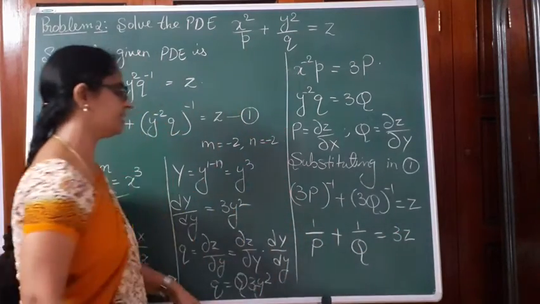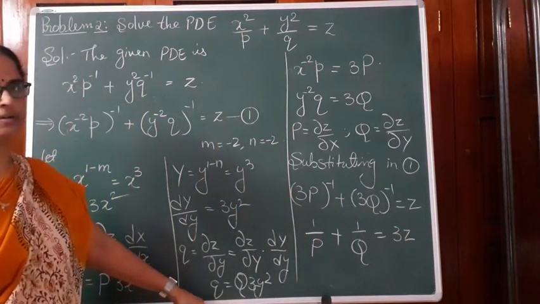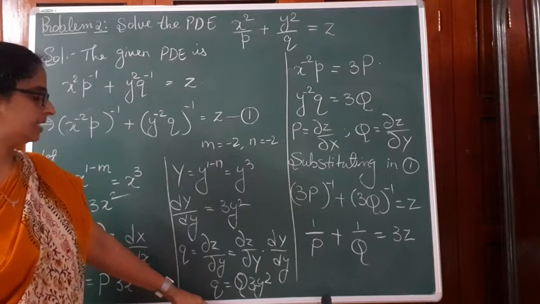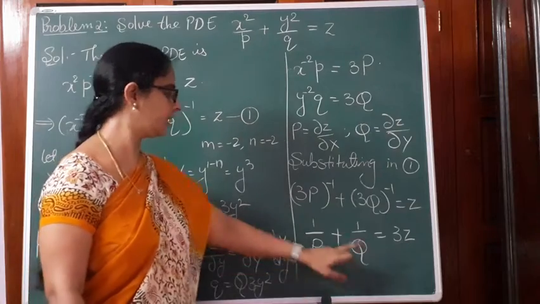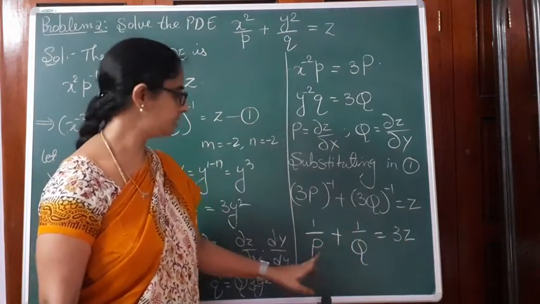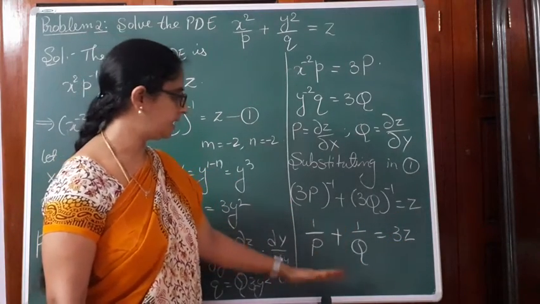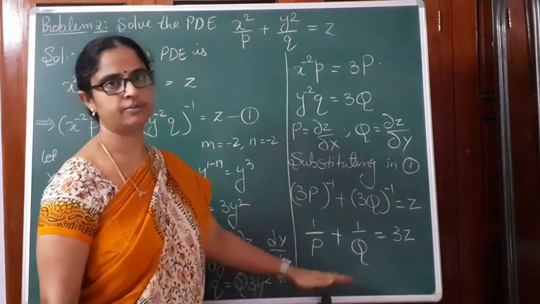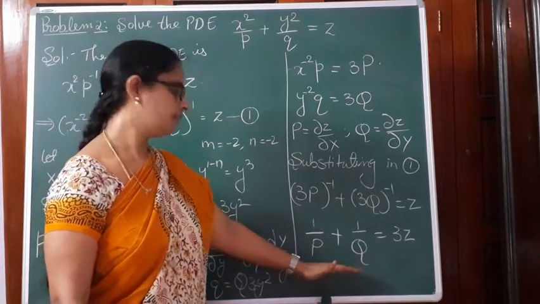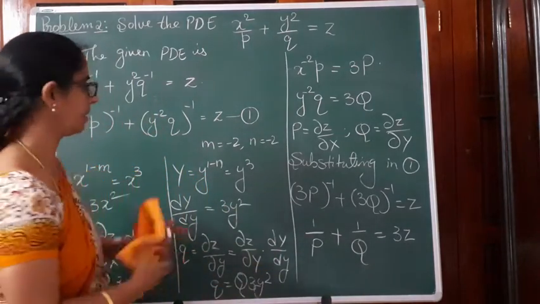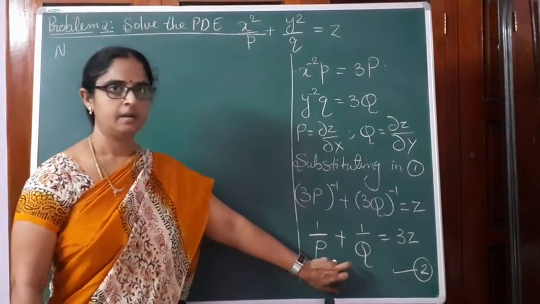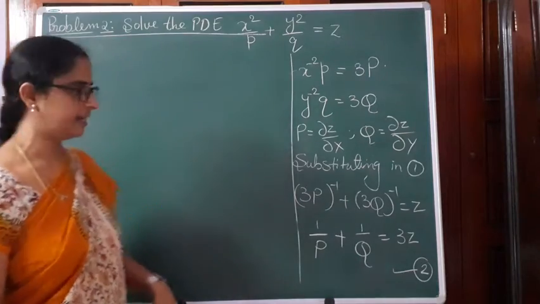This can be rewritten as 1 by P plus 1 by Q is equal to 3z. Now this is in standard form 2. It involves f of p, q and z, which is non-linear. So now proceeding as in the solution part of standard form 2, we obtain the solution. Now this equation 2 is in standard form 2.